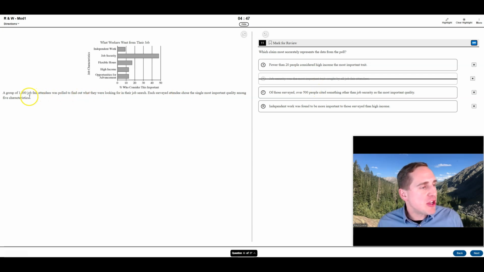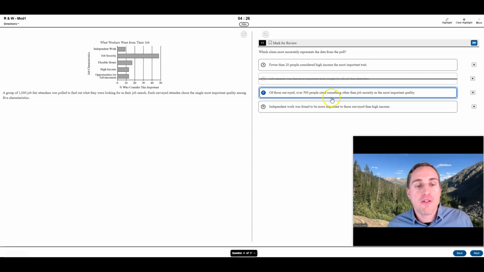But it turns out, given that there are 1,000 people, job security is a little bit less than 50%. If we add independent work, flexible hours, high income, and opportunities for advancement, those are going to add up to more than 50%, which is more than 500 people out of the 1,000 people. So choice C, out of those surveyed, over 500 people cited something other than job security as the most important quality. Okay, so I think we'll move on.